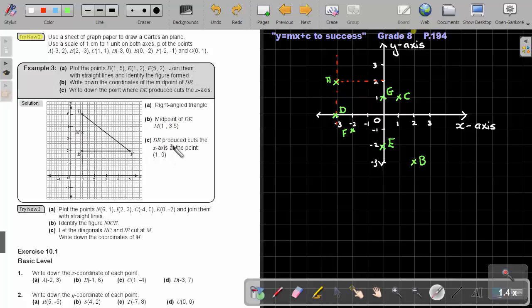Okay, and then DE produced. So go to DE. There's DE. That means you just extend it. Cuts the x-axis at the point. Where is it cutting? Remember, it's on the x-axis. So it will only have an x value. So it's 1, comma, and the y value will be 0.